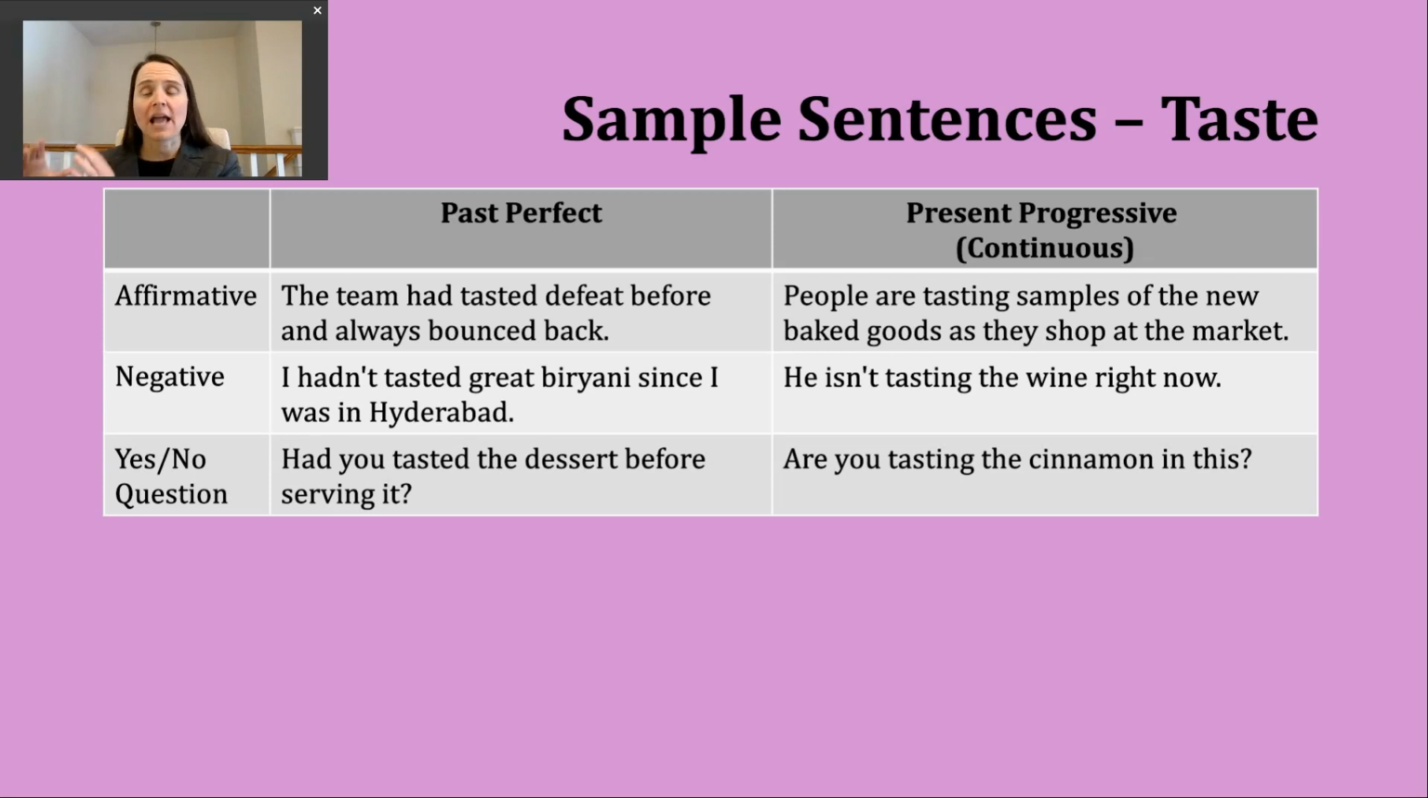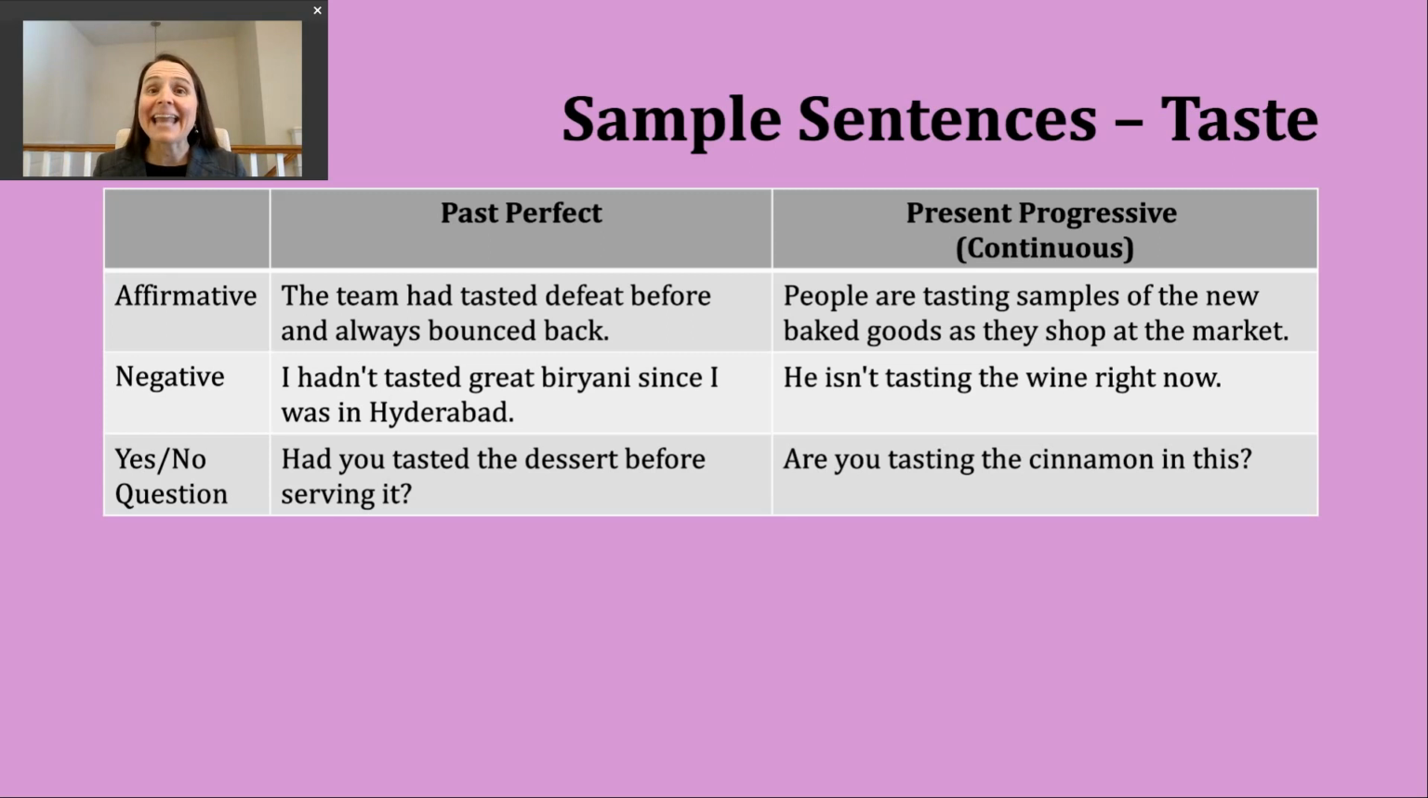To make the past perfect in the affirmative, I'm going to have a subject, then I'm going to use the past form of have, which is had, and then I use my participle form of the verb. You can see this in my example. The team had tasted defeat before and always bounced back. So here's that fourth definition of the verb. So we're saying they have had the experience of losing, of being defeated, but they were able maybe to come back the next game and win.